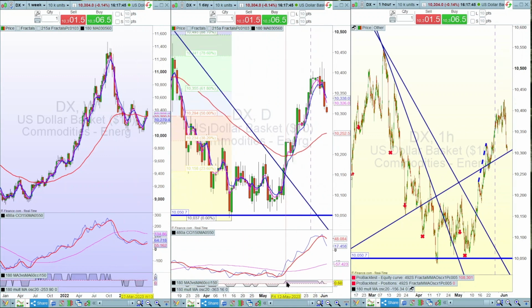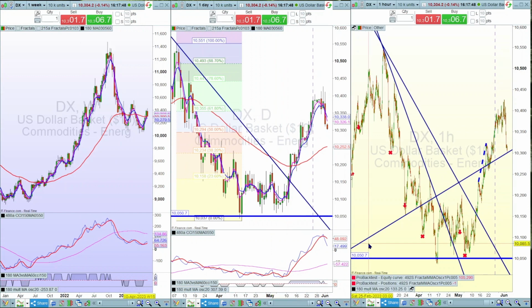You can trade in the direction of the daily on the lower time frames, but again, I just like to make sure the weekly and the daily are aligned to give you a better probability of success.